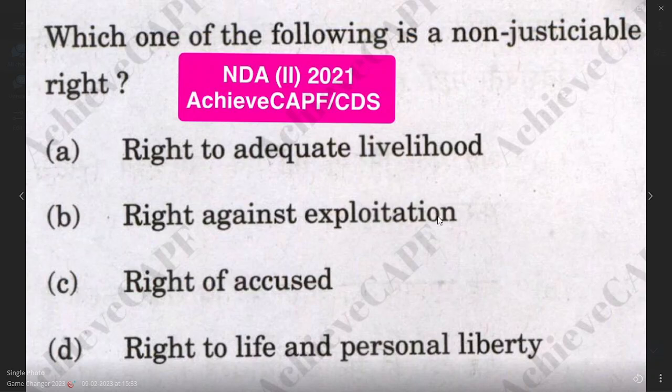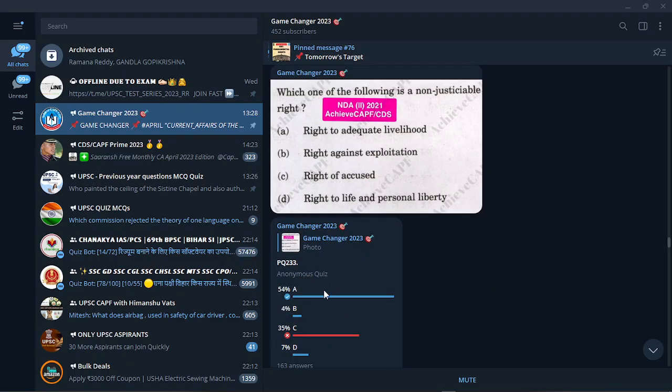Okay. Which of the following is non-justiciable: right to adequate livelihood, right against exploitation, right of accused, right to life and personal liberty? Non-justiciable. Okay, right to adequate livelihood, A. Right to adequate livelihood is non-justiciable.